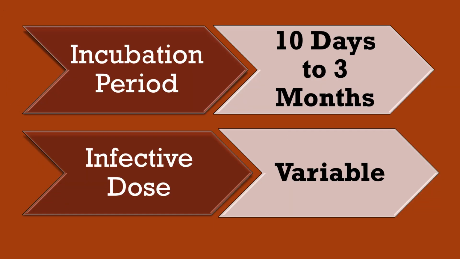The incubation period of Treponema pallidum ranges from 10 days to 3 months, and the infective dose required to cause an infection by Treponema pallidum is variable.